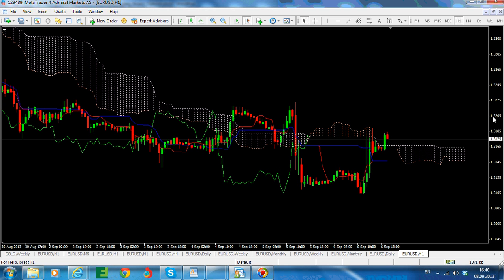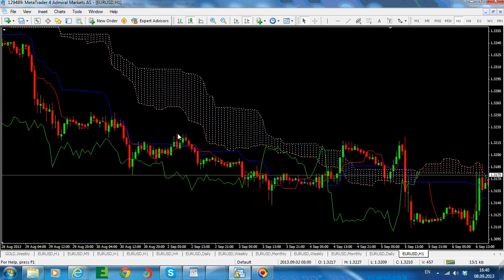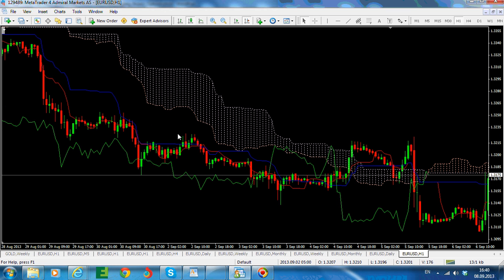Another thing to take into consideration when looking at the Ichimoku Kinko Hyo, of course, is the Chikou, the green line here. Now you might wonder why this green line is important, what to look for when looking at it, and why it is shifted 26 periods back in history, and why that is important for any trader.